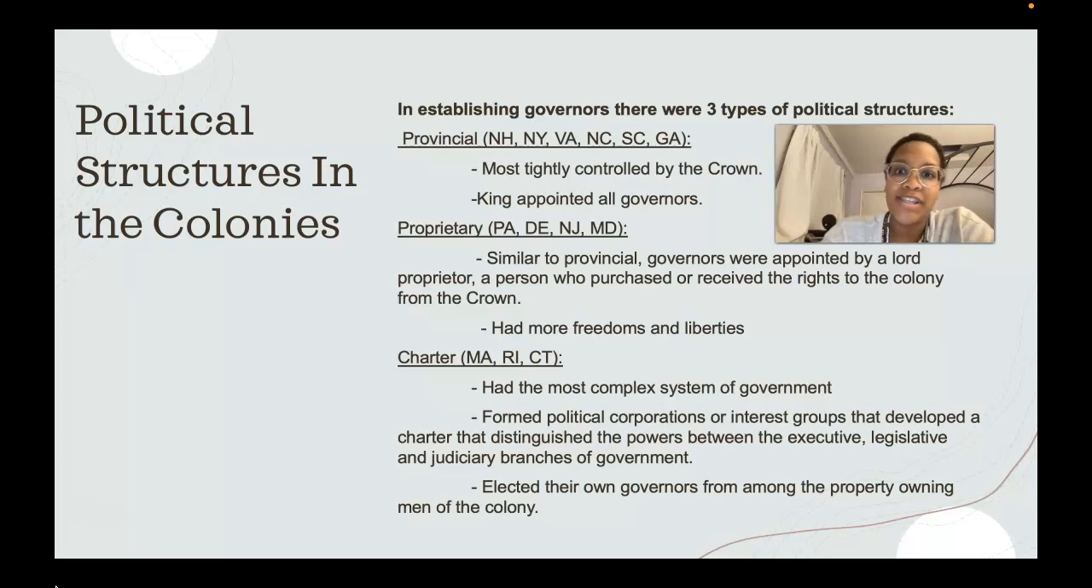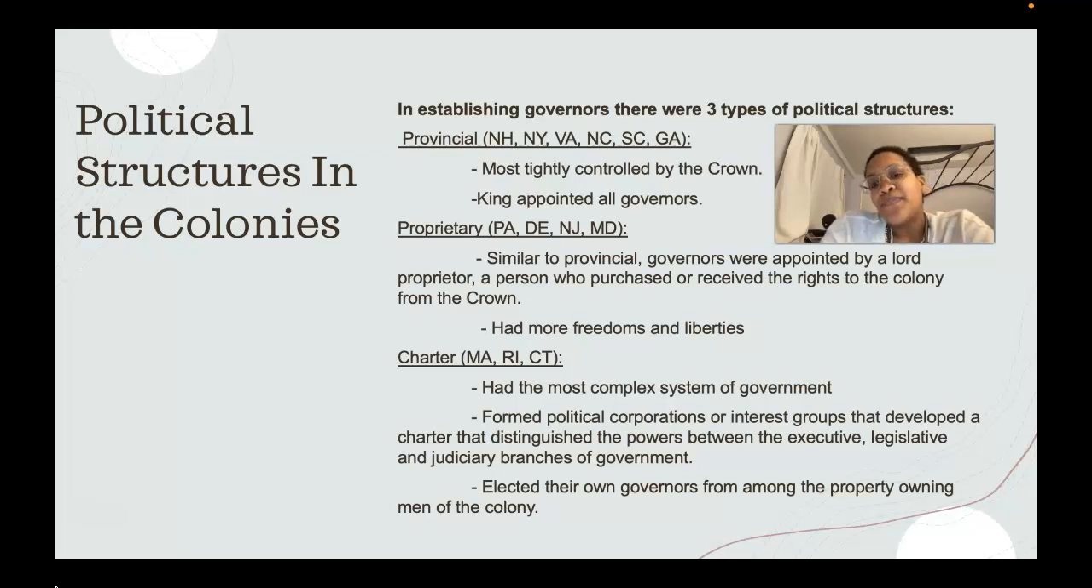And then we see proprietary structures in Pennsylvania, Delaware, New Jersey, Maryland. And it was very similar to provincial. Governors were appointed by a lord proprietor, who was a person who purchased or received rights to the colony from the crown. And the proprietary structure had a bit more freedoms and liberties.